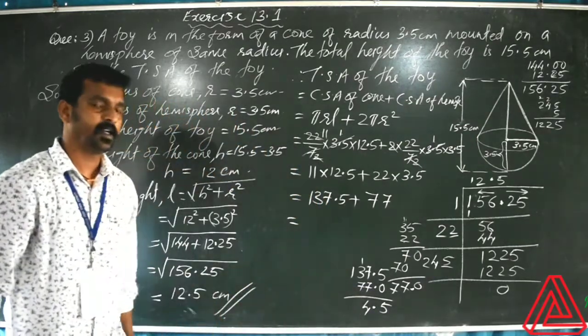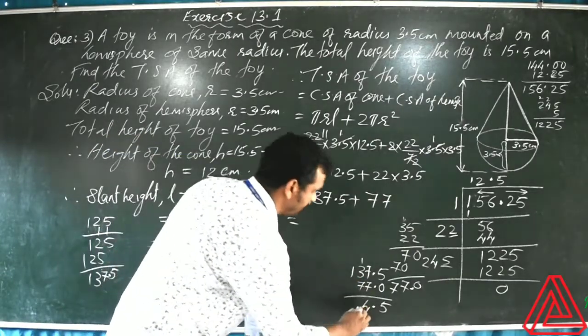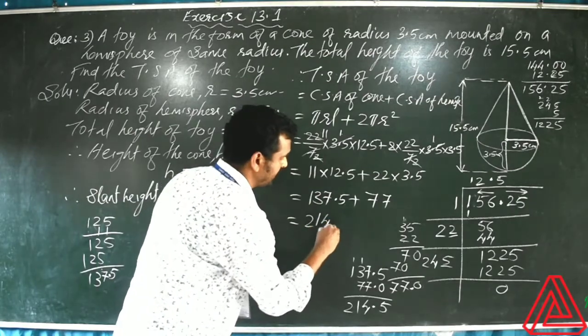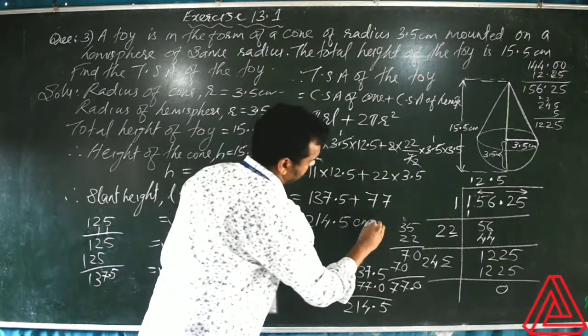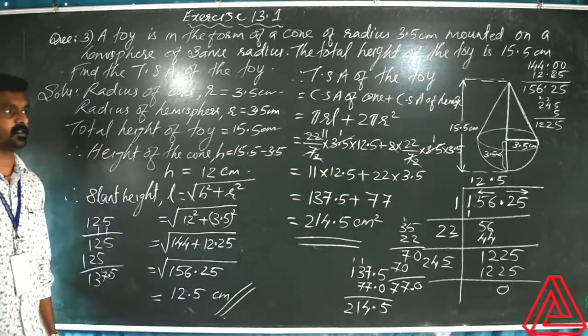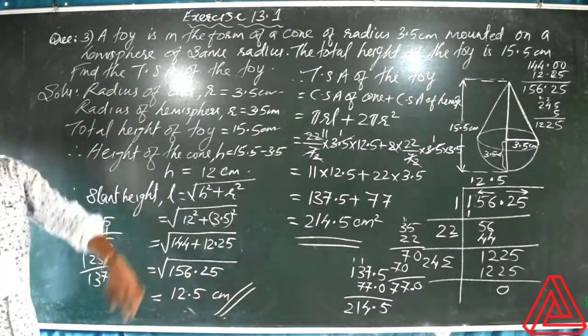5 plus 7, 12, 2 remainder 1. 7 plus 3, 10 plus 1, 11, 1 remainder 1. 1 plus 1, 2. So what is the answer? 214.5 centimeter square. That is the total surface area of that toy.